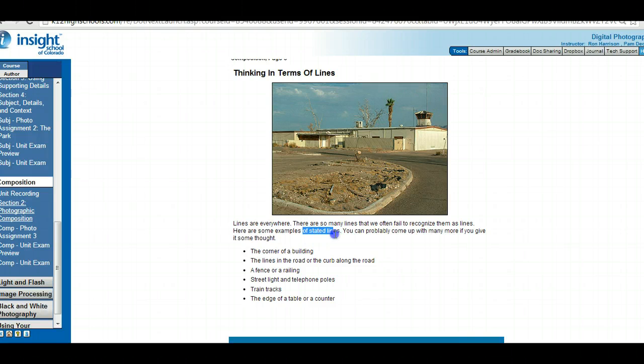Some lines are stated, like this one, the shadow going down the street. That's a stated line, meaning it's right there. Corners of buildings give you lines. The railing of a fence, like down here, street lights or telephone poles give you lines. So these things are stated lines, lines that you can actually see.